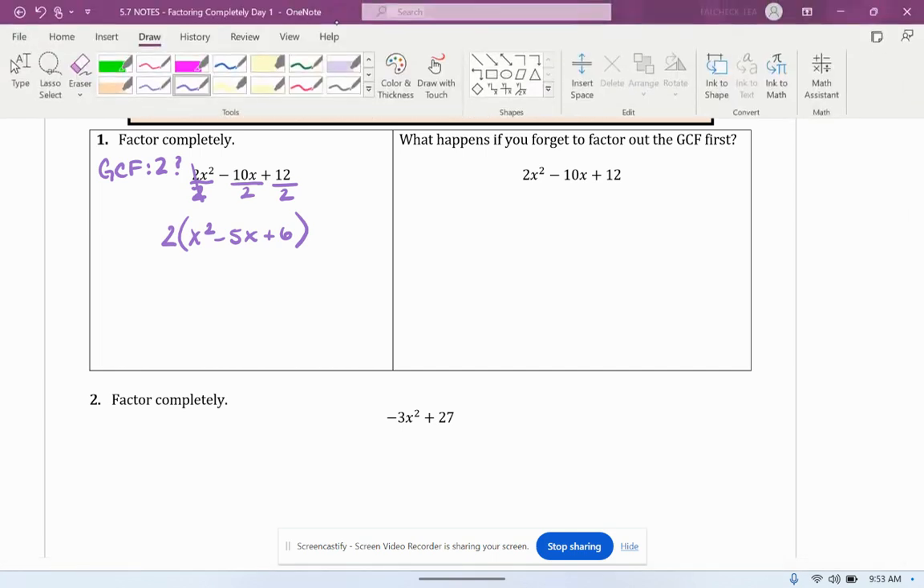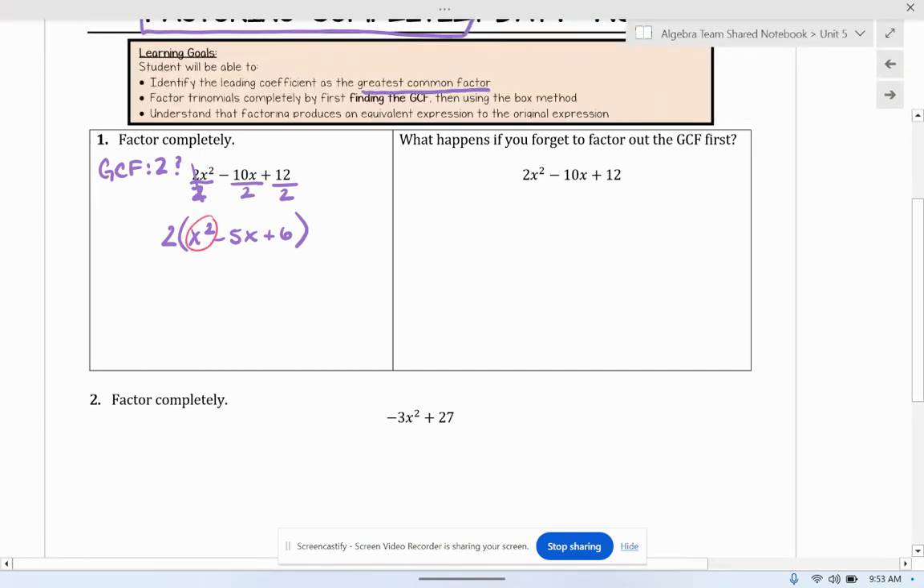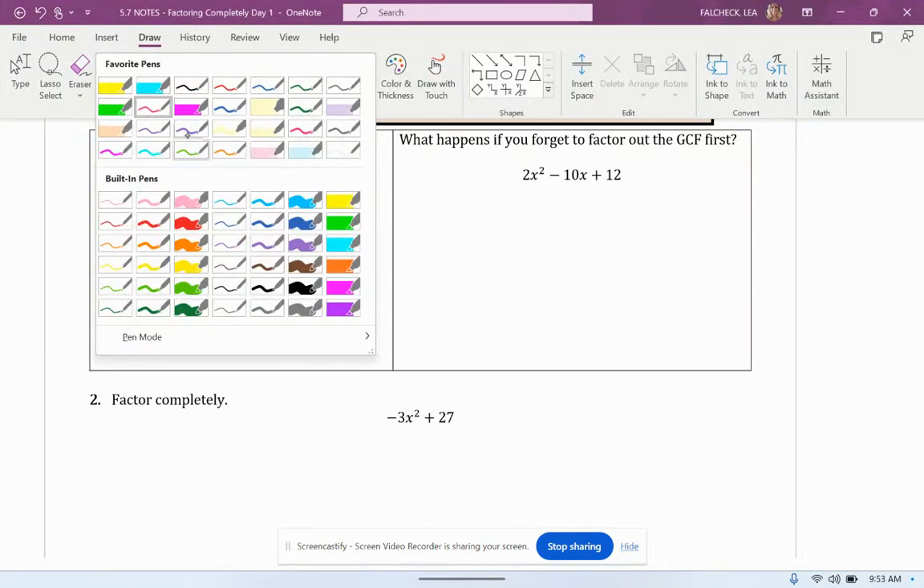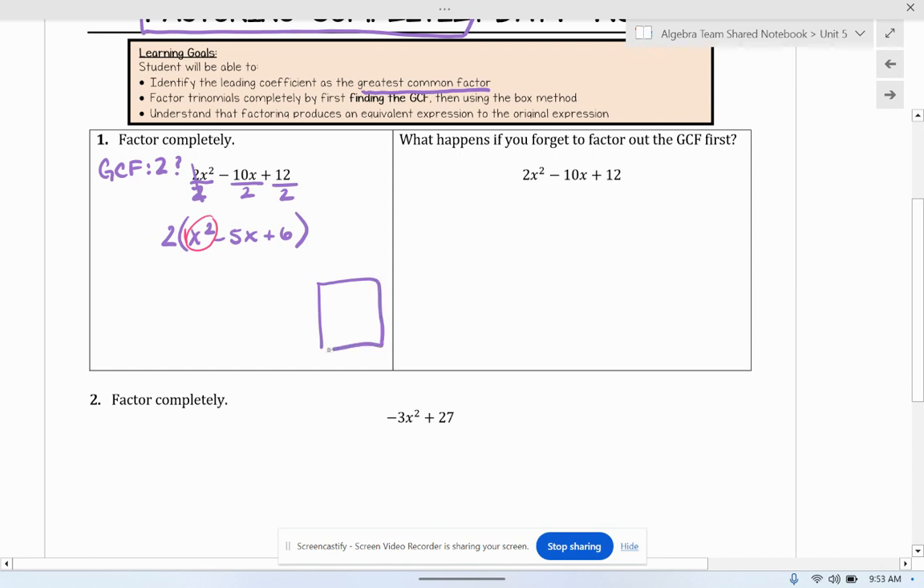And then if you'll notice, once I took that out, now I have a nice little polynomial with a leading coefficient of 1. And I know how to factor something like that. I'm very good at that by this stage in the game. So I am going to set up my little box. And this polynomial goes in the box.